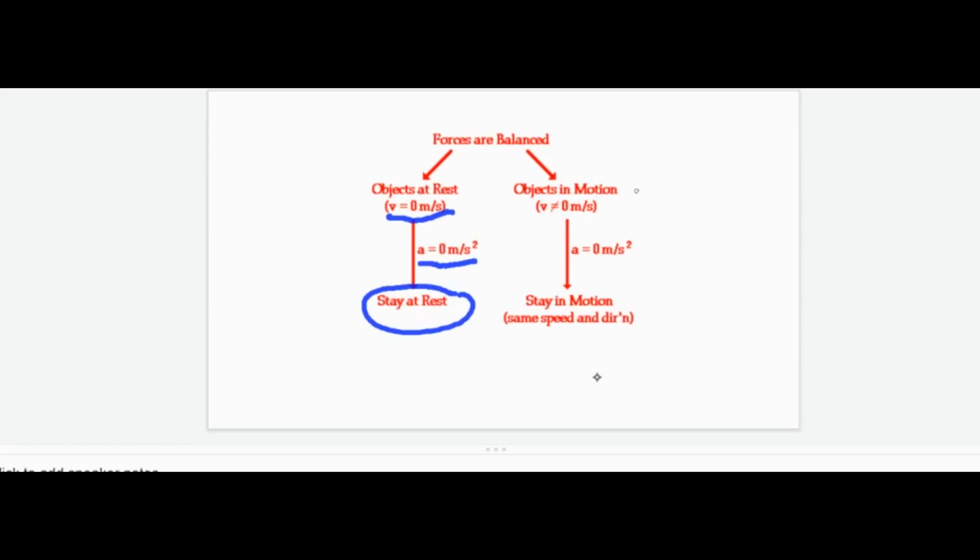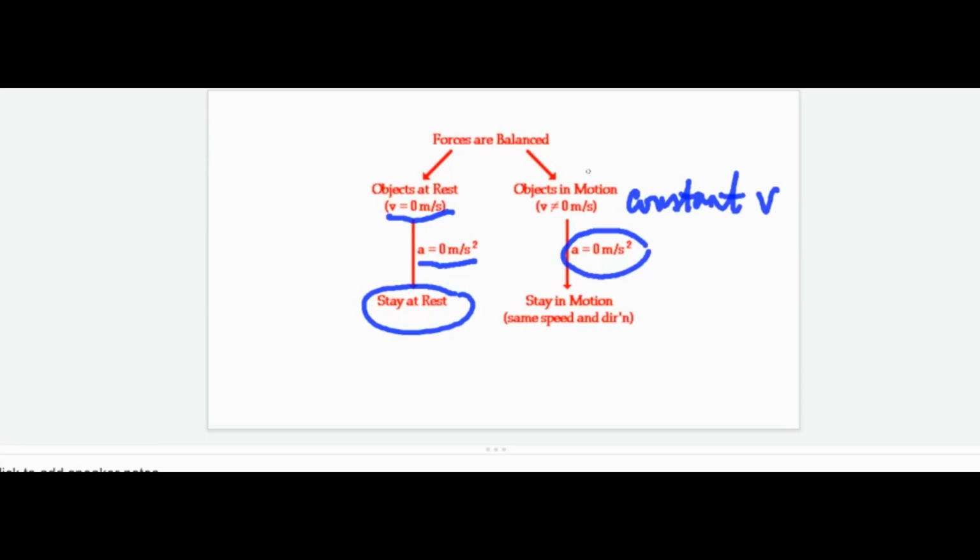So if it's moving at a constant velocity, then that object will not be accelerating. Because if it's accelerating, then there is a net force. So Newton's first law talks about forces being balanced.